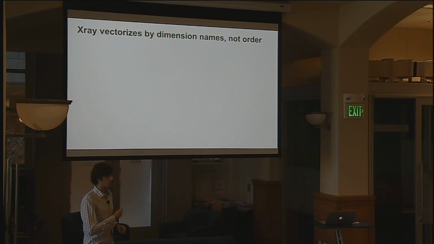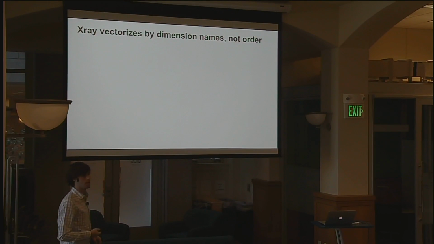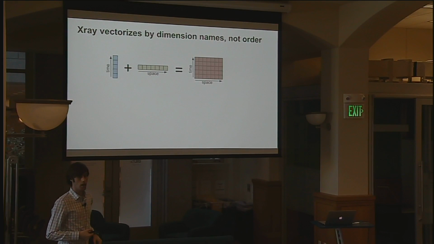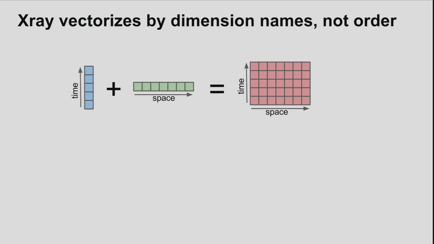When we have dimension names, we can actually do even better than that. We can match things up based on the names, not just their order. Let me show you an example. Let's suppose I have 2 one-dimensional arrays: one array along time and one array along space. If I add these together, I don't want to create some sort of hybrid space-time dimension. That would not be very useful. So I could maybe give an error message. That would be one option.